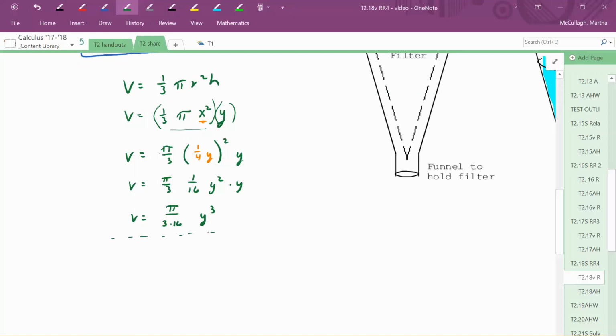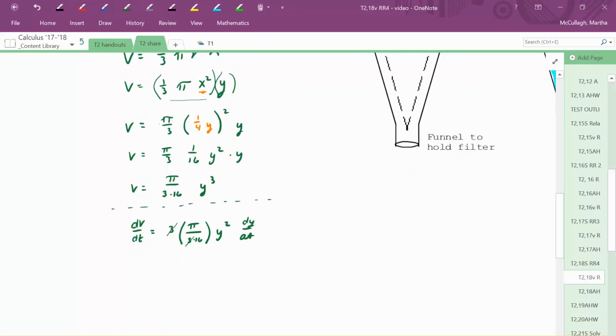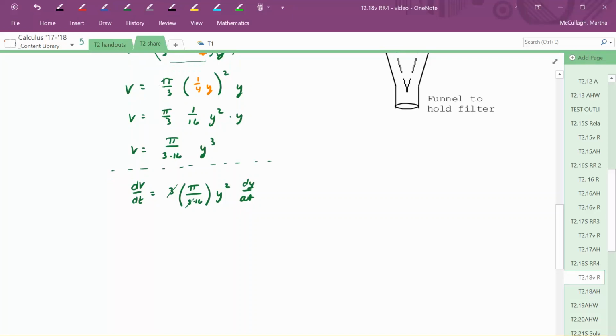So the next thing I'm going to do is take a derivative. dV/dt equals, I'm going to multiply this 3. I've got 3 times pi over 3 times 16, y squared dy/dt. I had kind of peeked ahead and knew that that 3 was going to cancel, so that's why I didn't write that as a 48. If you did, no big deal, it would have canceled out anyway. So dV/dt equals pi over 16 y squared dy/dt.